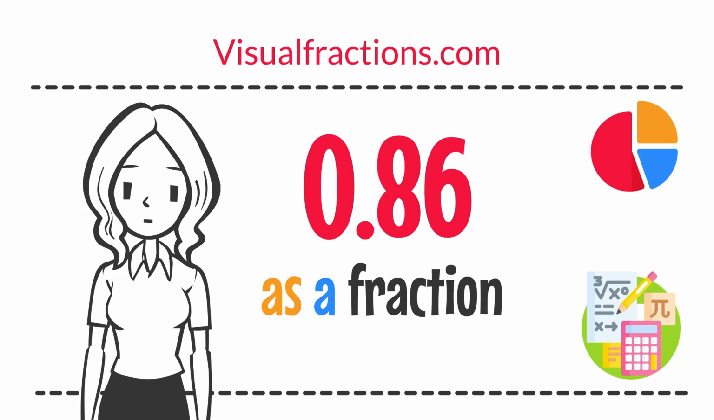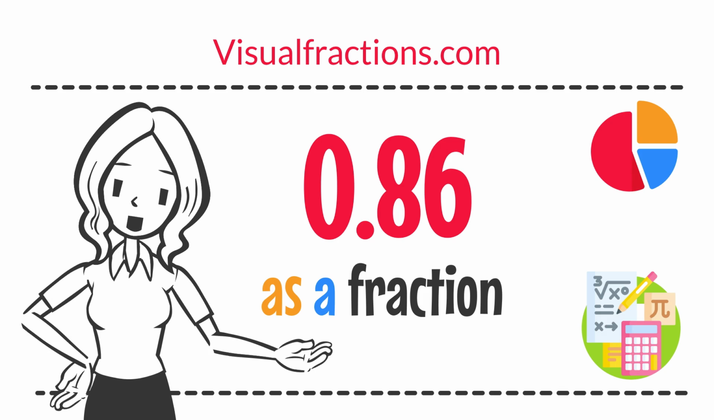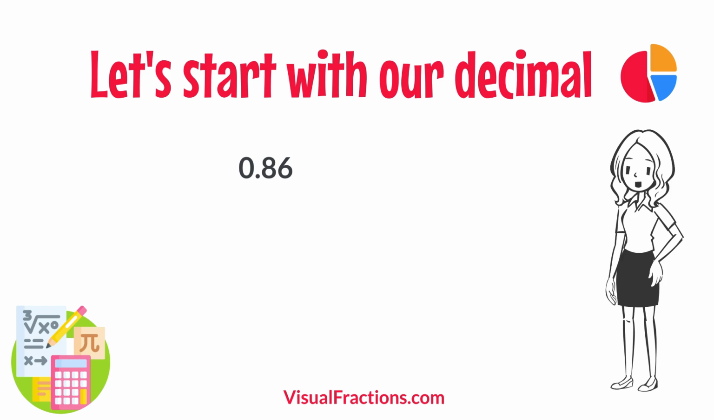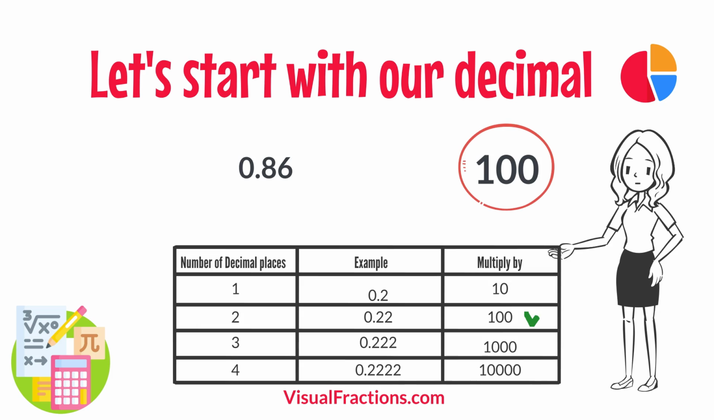Welcome to Visual Fractions. Today, we're diving into how to convert the decimal 0.86 into a fraction. Let's start with our decimal, 0.86. Notice there are two digits to the right of the decimal. This places it in the hundredths position.